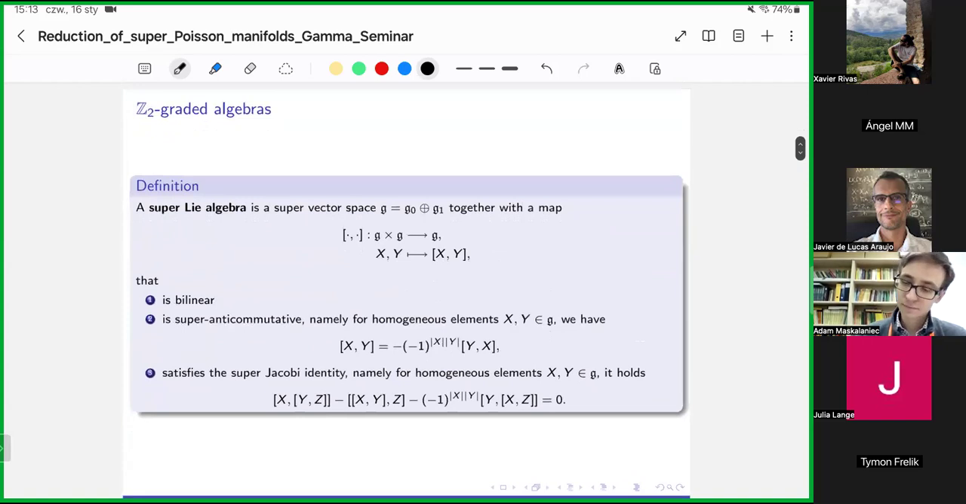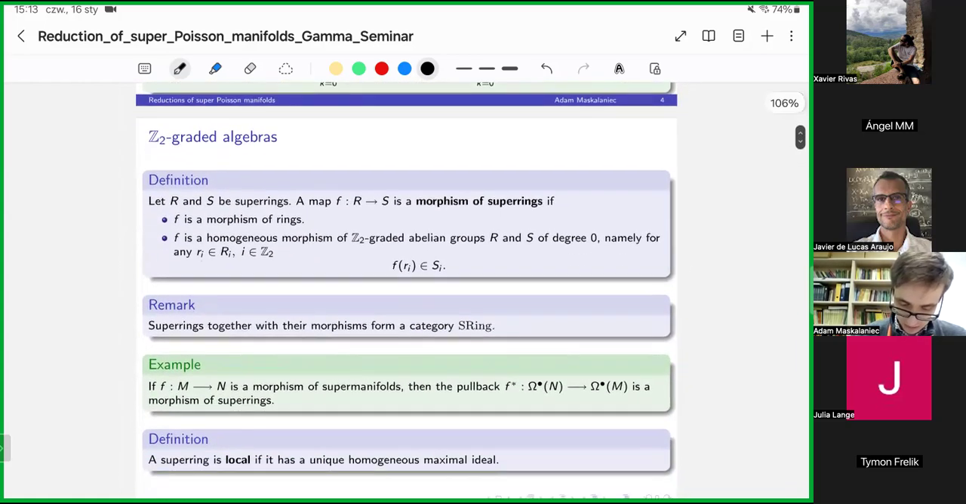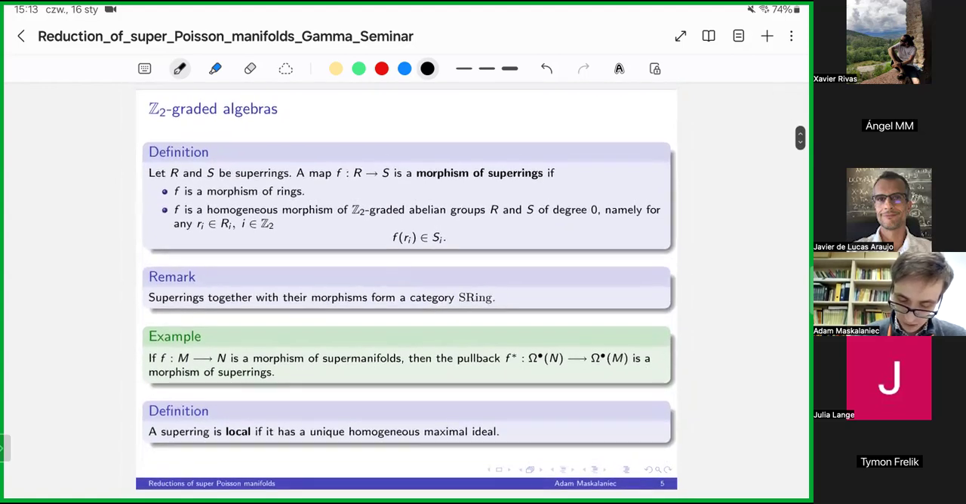Adam, could you say some more examples about these morphisms? About these morphisms? And in the realm of geometry. In the realm of geometry, well, maybe later when I will introduce supermanifolds that we create out of a graded vector space, then I will say what are morphisms of such objects.